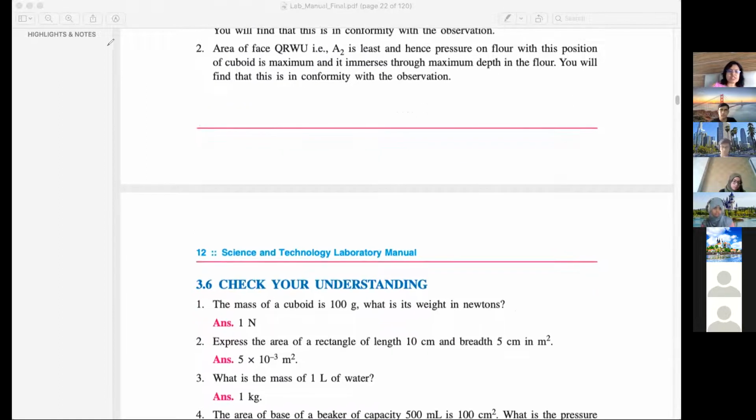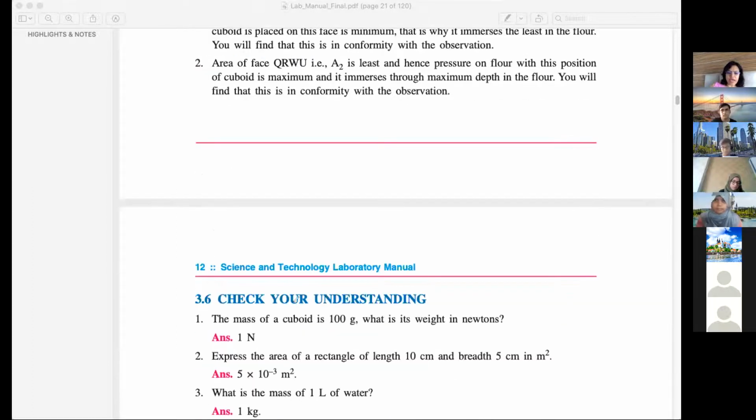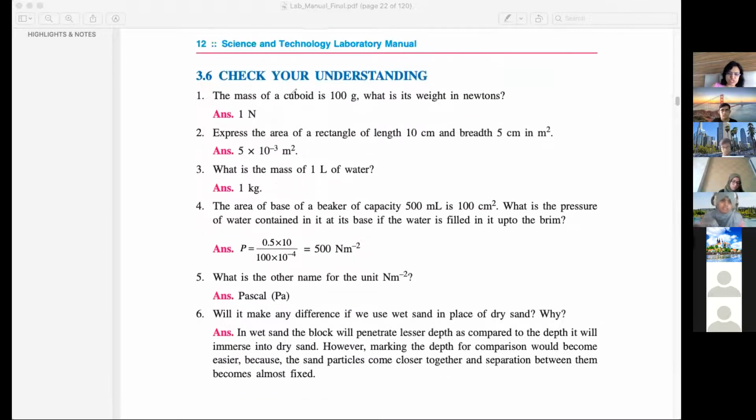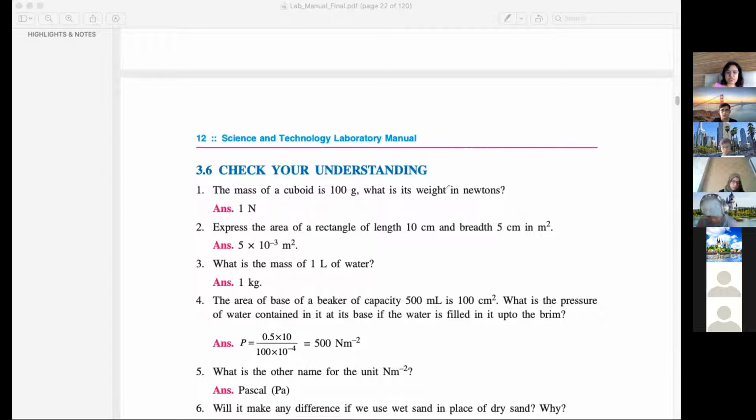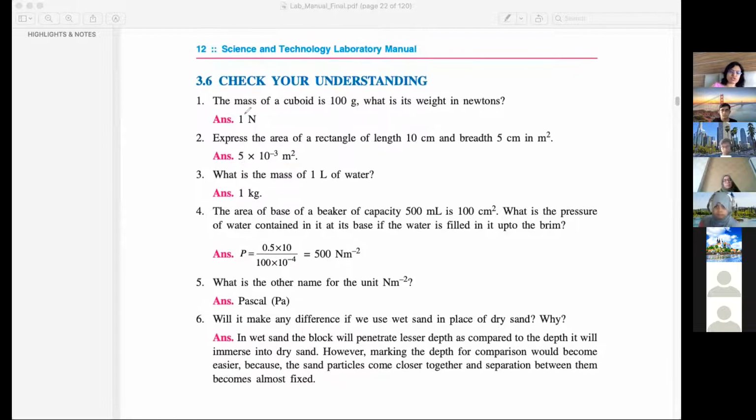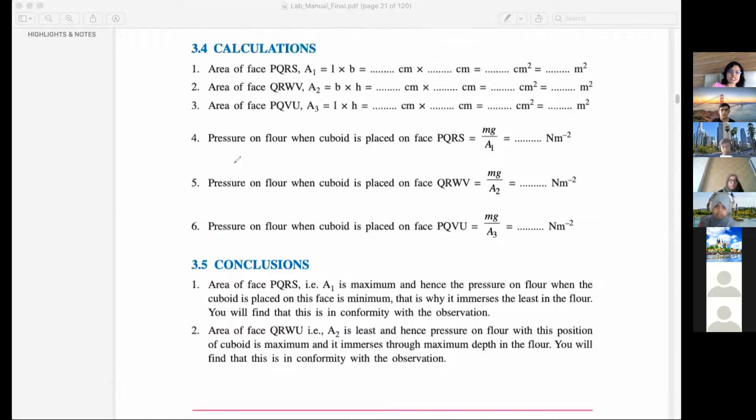Okay, and last is conclusion. That is correct. Understood? Is it clear? Till conclusion you will write, and this is check your understanding. This is for your Viva questions. Go through these questions. Okay, these are these type of questions that might be asked in Viva. So that is why some simple questions are given. So this is for your reference. No need to write it in your notebook. Understood? Is it clear the steps?